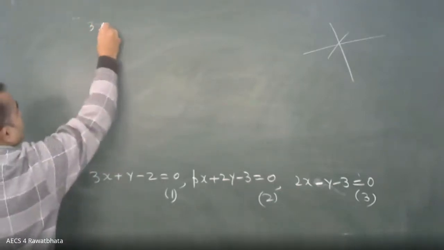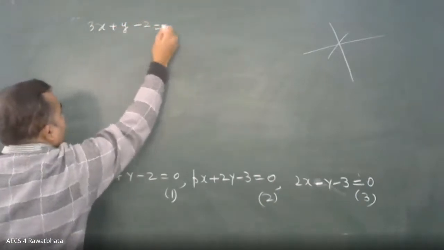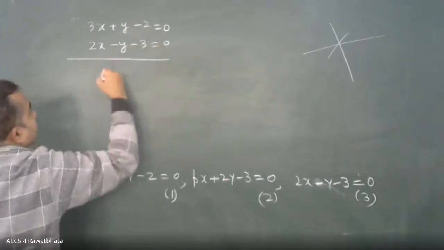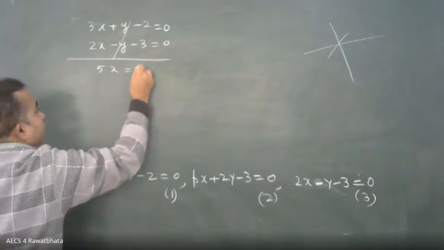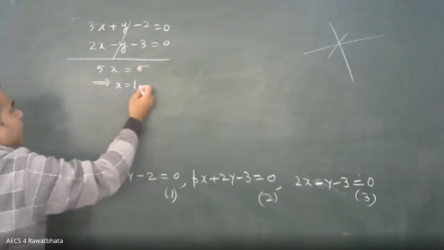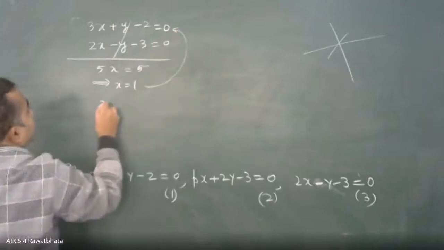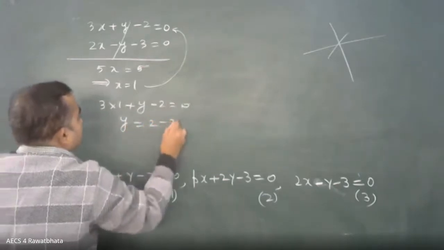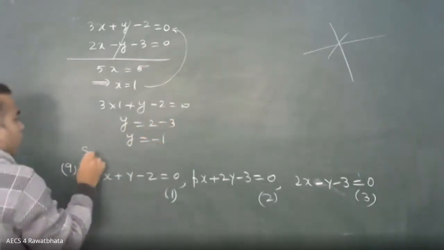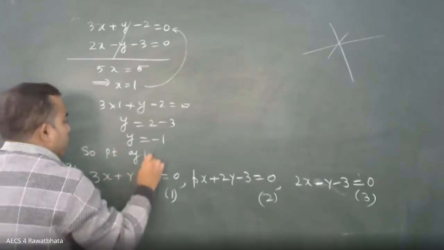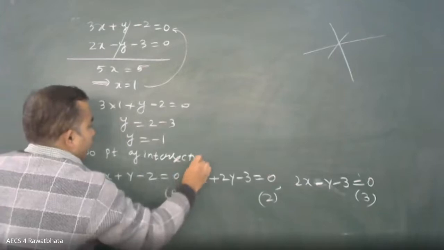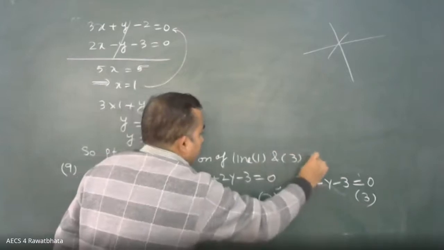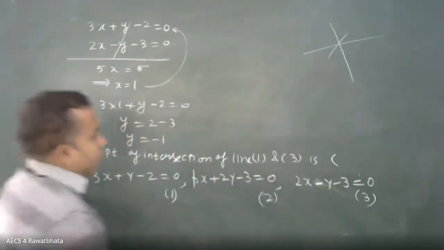So this is 3x plus y minus 2 equal to 0, and this is 2x minus y minus 3 equal to 0. Solve, add them. Y gets cancelled. 5x equal to 5 means x equal to 1, and if I substitute there, then 3 into 1 plus y minus 2 equal to 0, which means y equal to 2 minus 3, y equal to minus 1. So point of intersection of line 1 and 3 is 1 comma minus 1.